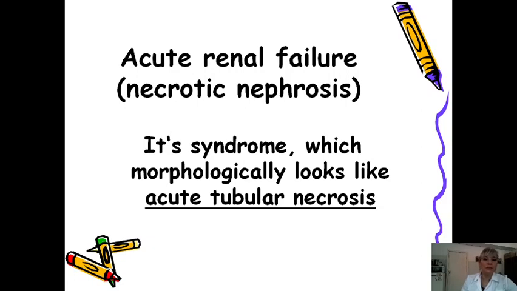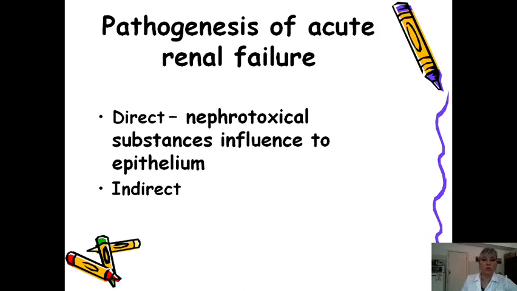More about acute renal failure or necrotic nephrosis. It's a syndrome which morphologically looks like acute tubular necrosis. The pathogenesis of acute renal failure may involve a direct mechanism and an indirect one. Direct: nephrotoxic substances, these poisons or toxins, influence the epithelium. Indirect: due to a shock situation, disturbance of blood circulation, ischemia of the cortex zone and deficiency of arterial blood circulation.